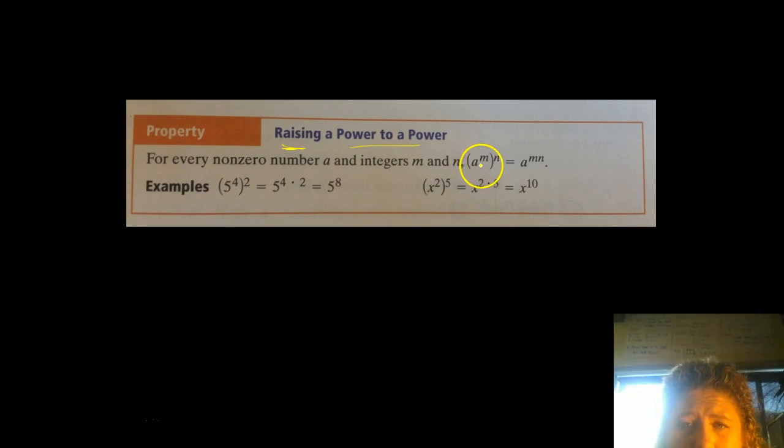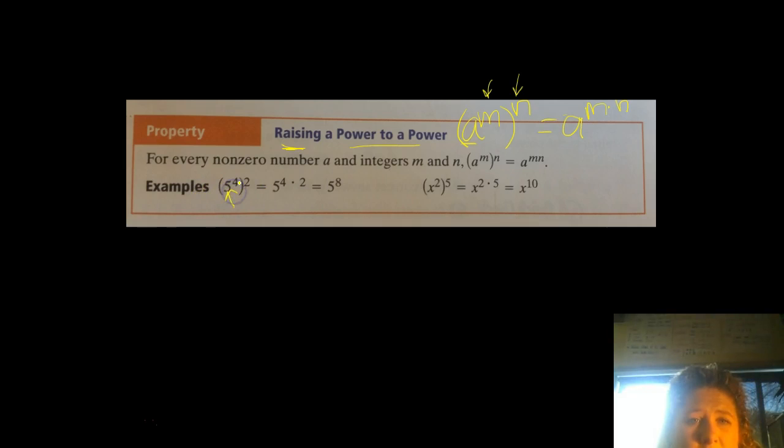Here we have a to the m, and everything inside this parenthesis to the power n. So the shortcut that we're learning today is that you can actually just multiply these two exponents together because it's the same base raised to a power to a power. So when you're raising a power right here to a power right here, all you do is you multiply the two together. So let's take a look at these examples.